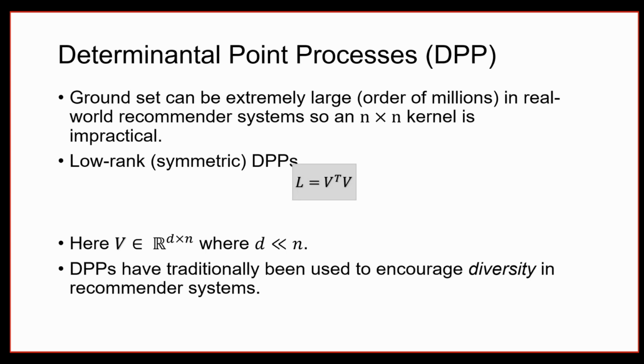DPPs have traditionally been used to encourage diversity in recommender systems. Essentially, if you want to pick k items, and you think of them as points in R^D, then maximizing that determinant is the same as maximizing the volume of the parallelepiped which is spanned by the k items which you select.